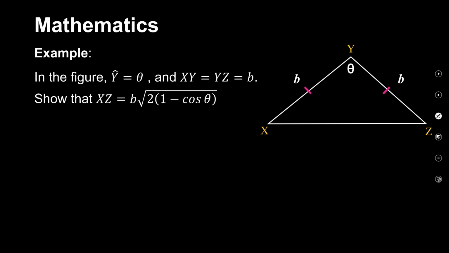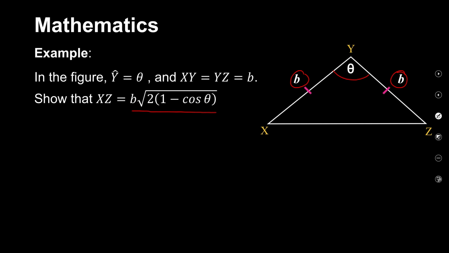Okay, in this figure they've given us a triangle XYZ with Y equal to theta, so they've given us this angle here, and they've given us these two sides XY and YZ which are equal, and they both equal b. Okay, and they want us to show that XZ is equal to this expression here. Okay, so again, we've got to check our rules. Is it right angled? No, it's not right angled. Do we have one full pair? As it stands, we don't have a full pair. We definitely don't have an angle and a matching side. But what we do have means we're probably going to use the cos rule.